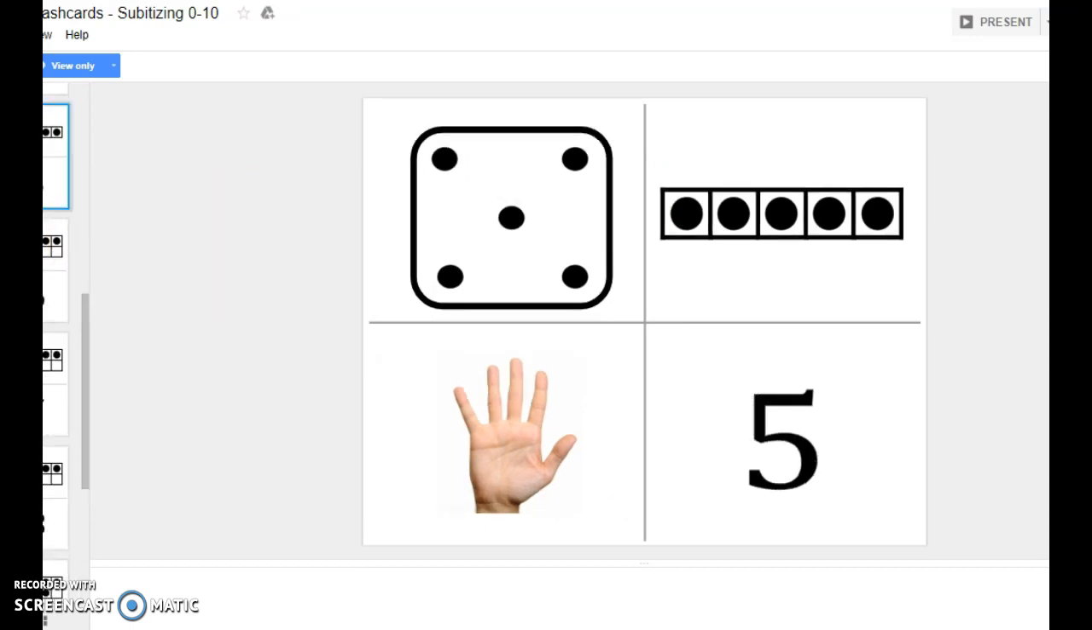One thing that I like about this as well is that it's using a 5 frame. Sometimes teachers skip showing the 5 frame, but it's very necessary for students to recognize 5 quickly instead of always counting up.